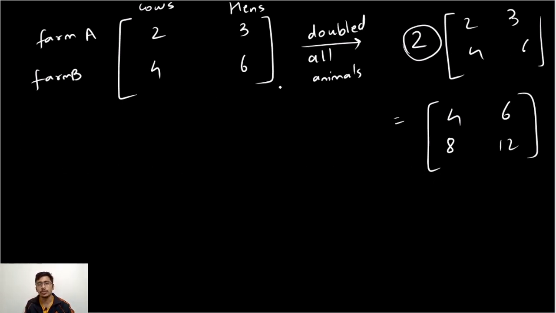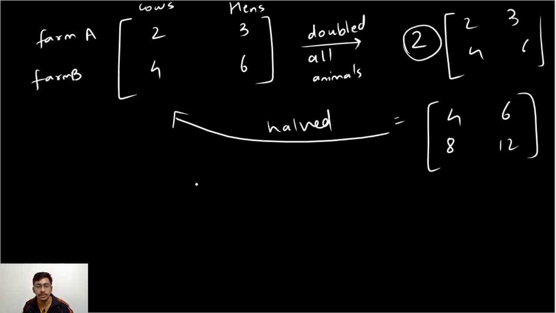You can also basically say, okay, let's say if I've got this and then I say I halved all cows, correct?